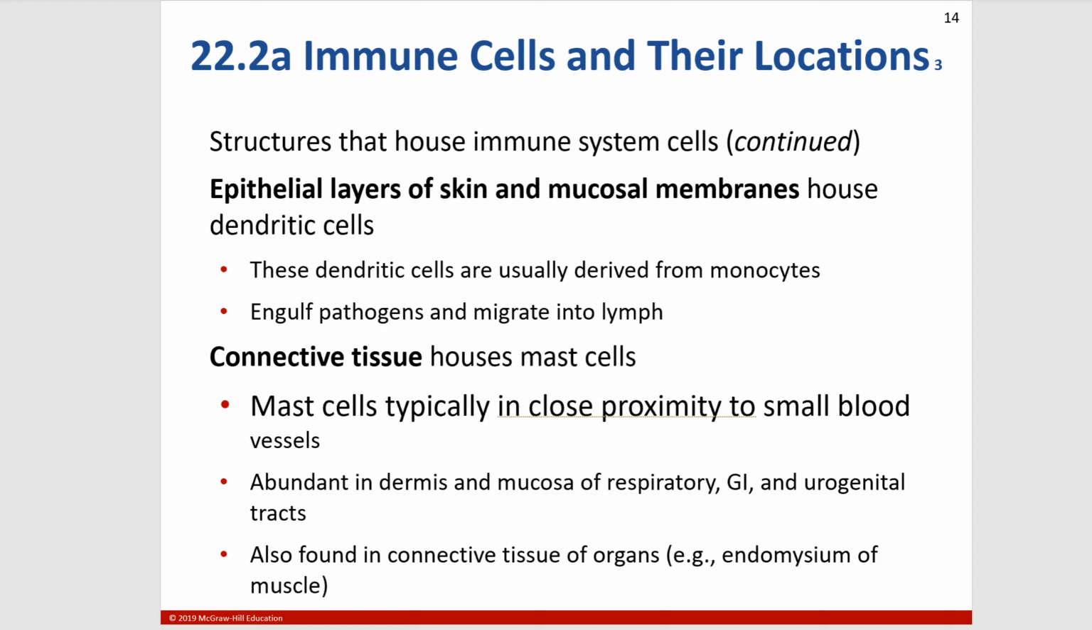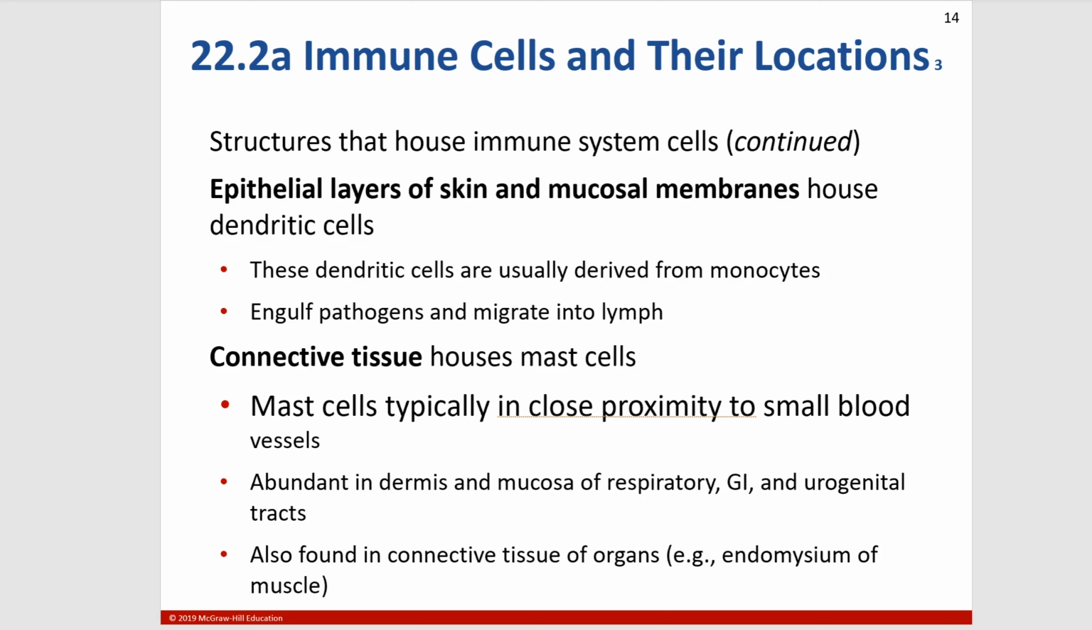Epithelial layers of skin and mucosal membranes house the dendritic cells. They are cells derived from monocytes. The dendritic cells are phagocytic. They engulf pathogens and bring them into the lymph system. Connective tissues have mast cells. Mast cells are part of the inflammatory response. They're important in the inflammatory response.